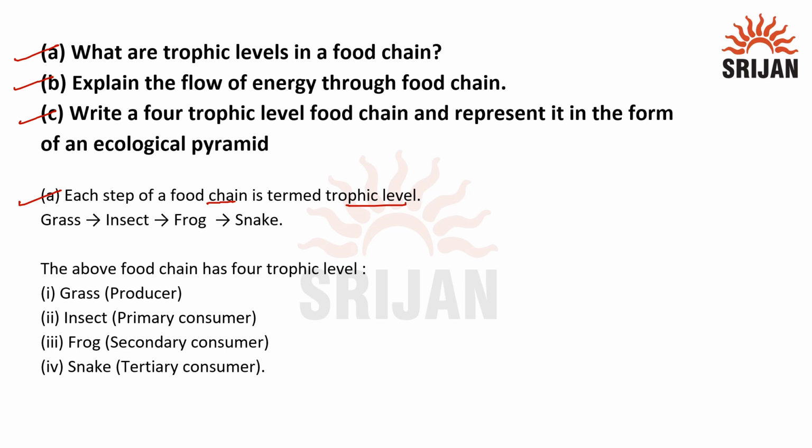Here we have a simple food chain which states grass is eaten by insect, insect is eaten by frog, and frog is eaten by snake. So the above food chain has 4 trophic levels: grass as producer, insect as primary consumer, frog as secondary consumer, and snake as tertiary consumer.